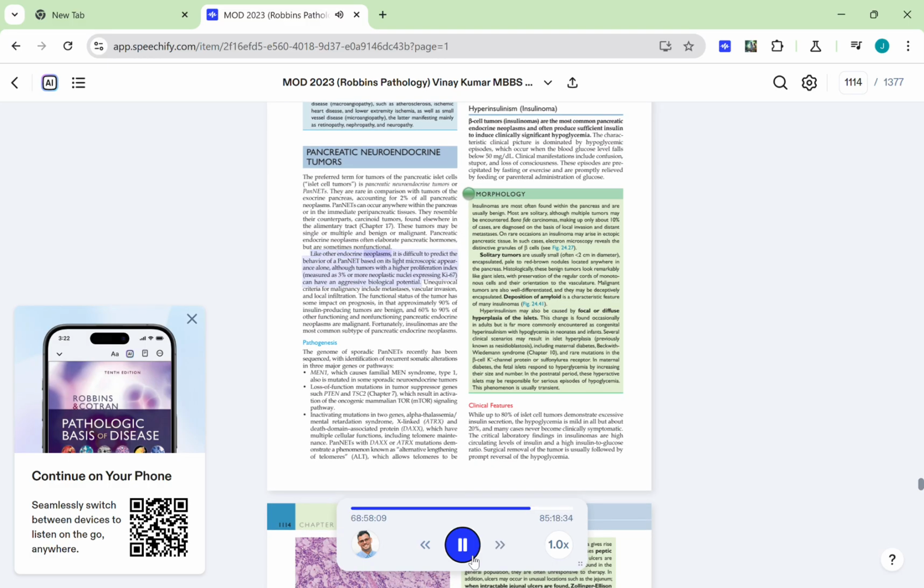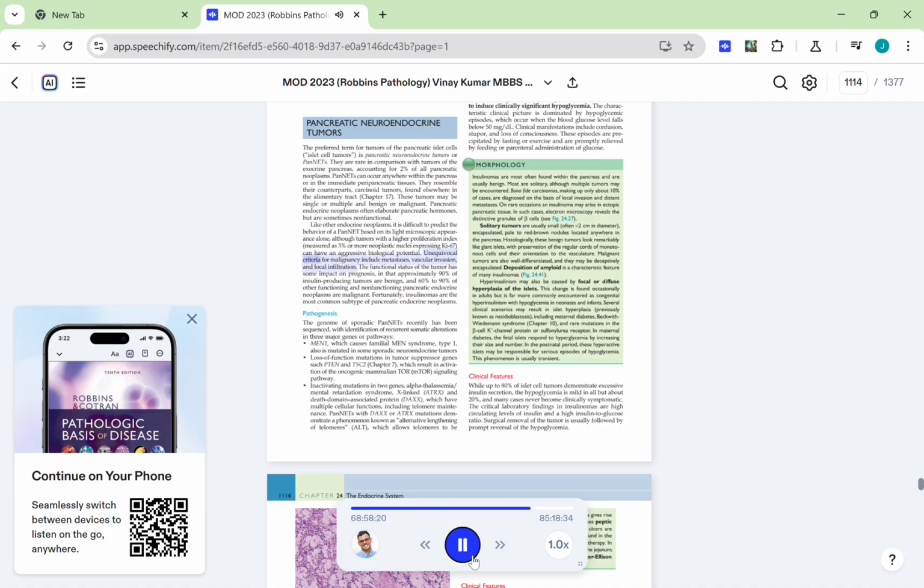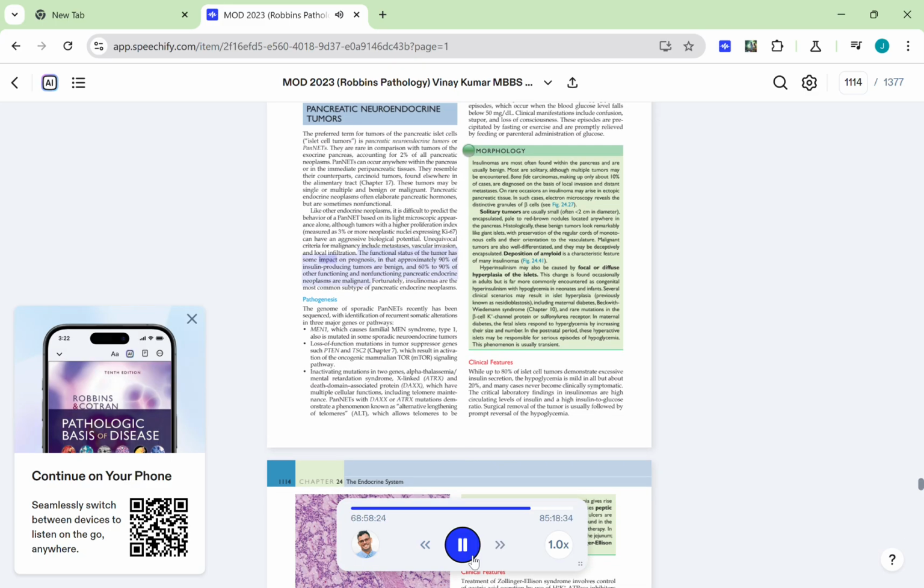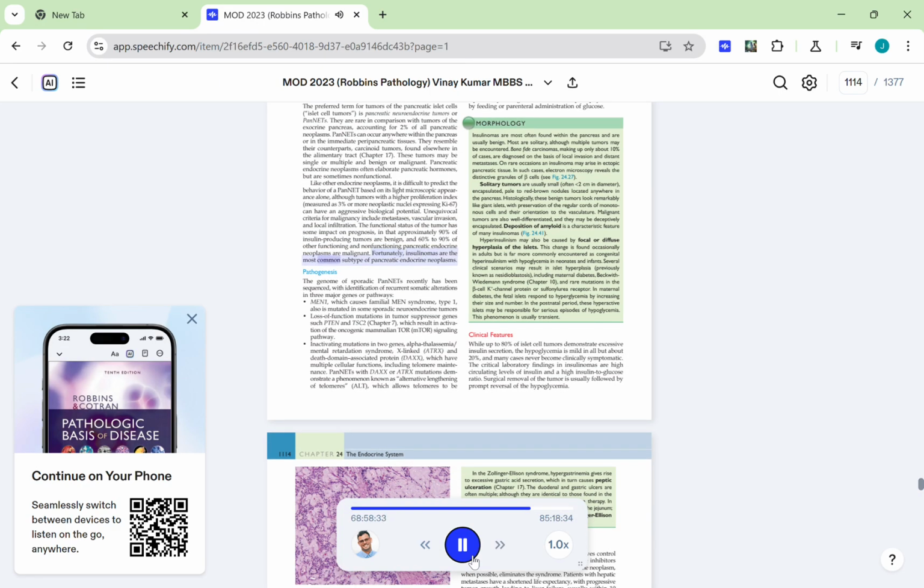Like other endocrine neoplasms, it is difficult to predict the behavior of a PanNET based on its light microscopic appearance alone, although tumors with a higher proliferation index can have an aggressive biological potential. Unequivocal criteria for malignancy include metastases, vascular invasion, and local infiltration. The functional status of the tumor has some impact on prognosis, in that approximately 90% of insulin-producing tumors are benign, and 2/3 of other functioning and non-functioning pancreatic endocrine neoplasms are malignant. Fortunately, insulinomas are the most common subtype of pancreatic endocrine neoplasms.